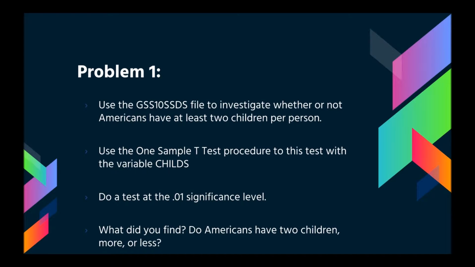So for our first problem, it asks us to use the GSS10SSDS file to investigate whether or not Americans have at least 2 children per person. So we're going to use a one-sample t-test procedure to do this test with the variable childs. We're going to do the test at the 0.01 significance level. So after I show you how to produce the output, you're going to have to answer the question, what did you find? Do Americans have 2 children, more or less?